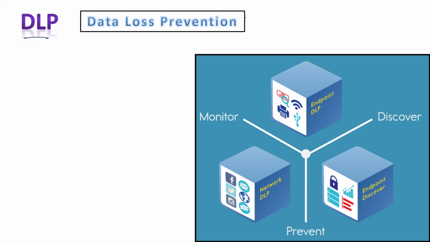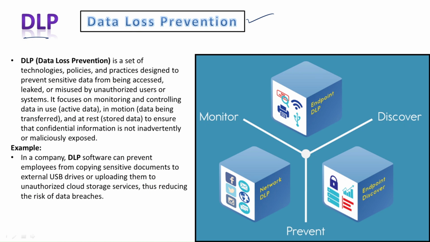DLP, that is data loss prevention. So DLP or data loss prevention is a set of technologies, policies, and practices designed to prevent sensitive data from being accessed, leaked, or misused by unauthorized users or systems. It focuses on monitoring and controlling data in use, that is active data, data in motion, that is data being transferred, and data at rest, that is stored data, to ensure that confidential information is not inadvertently or maliciously exposed.